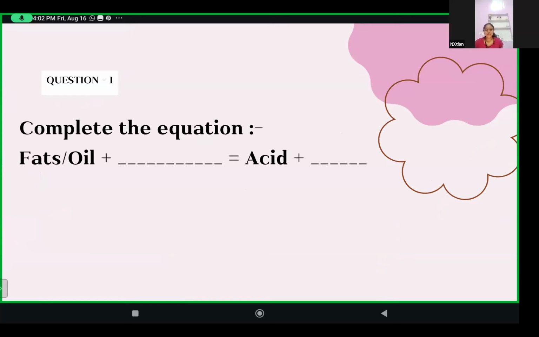Complete the equation. Yes, Simeon, I raised a hand by accident. Okay, no problem. Come on, guys. No one? Abraham, Anaya, Simeon, no one? You can do a thumbs down if you don't know the answer.